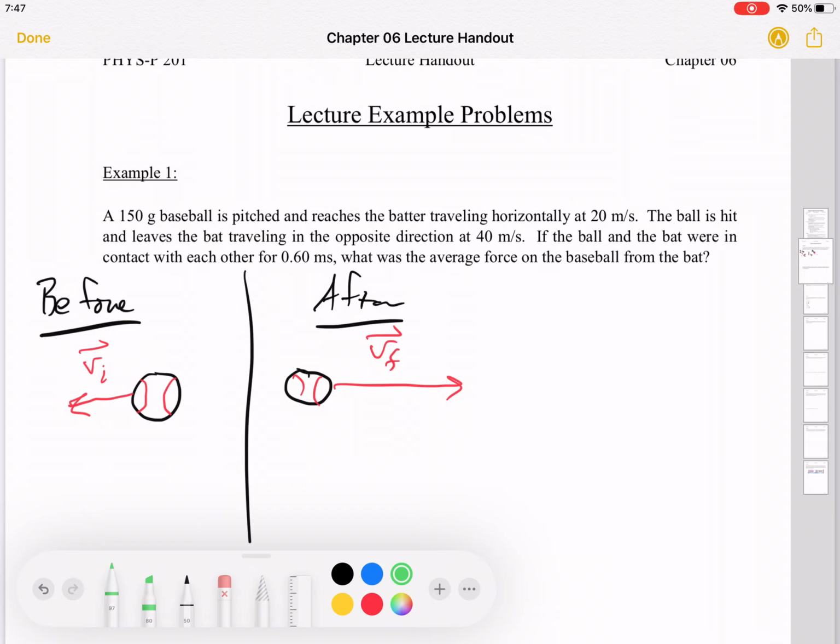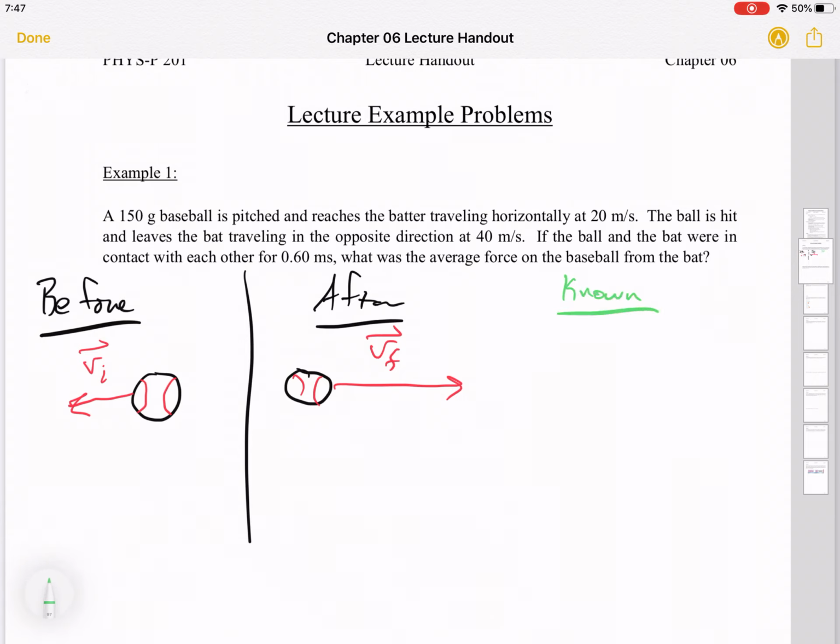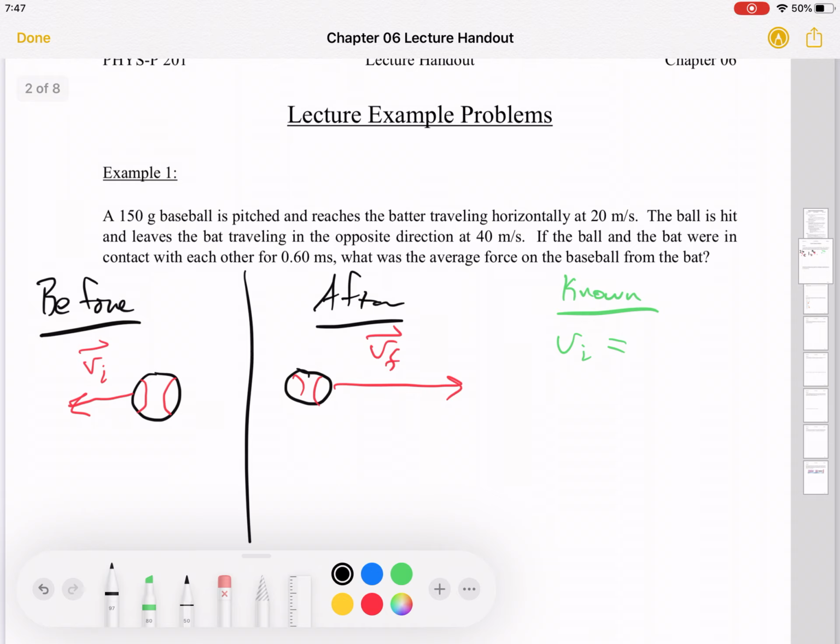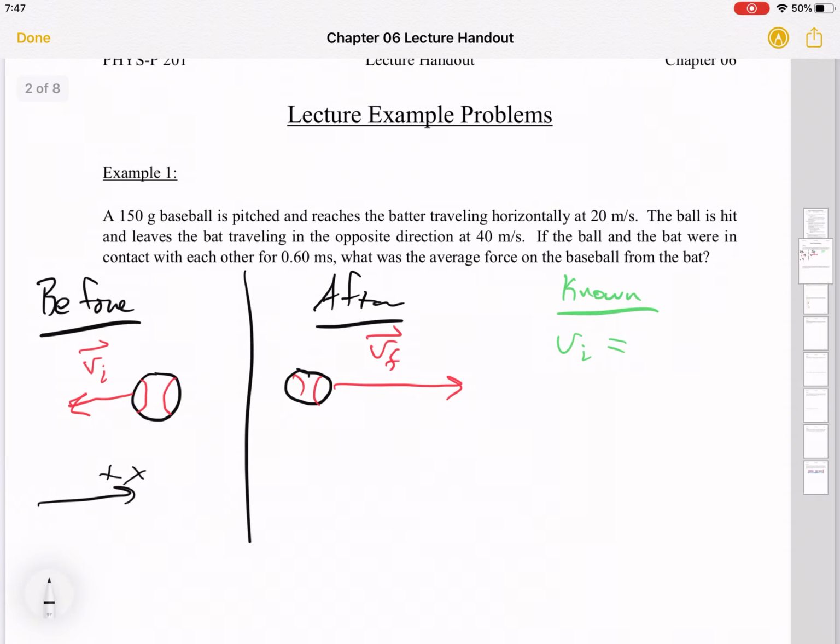Let's make it green. So these are the known things. V initial is 20 meters per second, and you know what? It's going to the left, so here's my positive x-axis. That initial velocity is negative 20 meters per second. You'll see why that matters in a minute. V final is positive 40 meters per second.